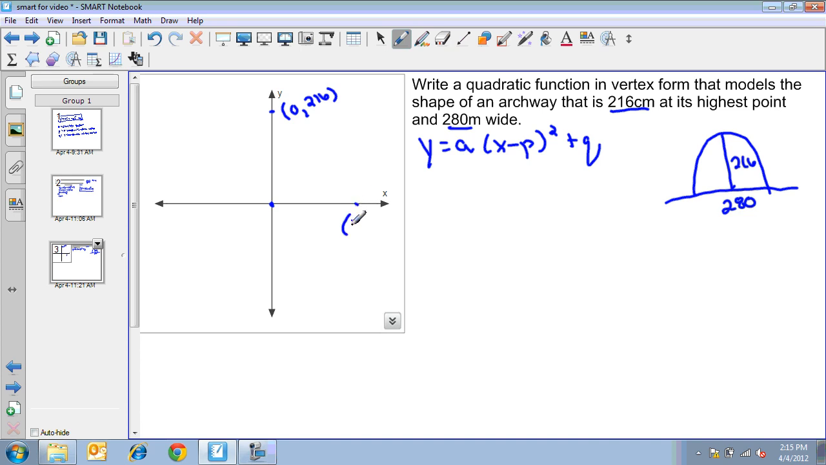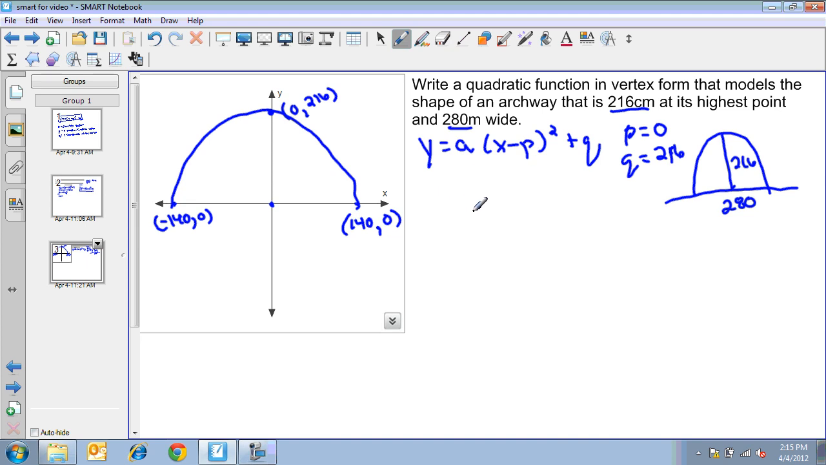So the coordinate of this point would be 140 horizontal meters and 0 meters high. From the center to the left side would be negative 140, also with a vertical height of 0. Now if we connect our dots, we get a quadratic graph. Now we're asked to write the equation in vertex form, so I need to know my p value and my q value. Here's the vertex on my graph, so that means that p equals 0 and q equals 216.